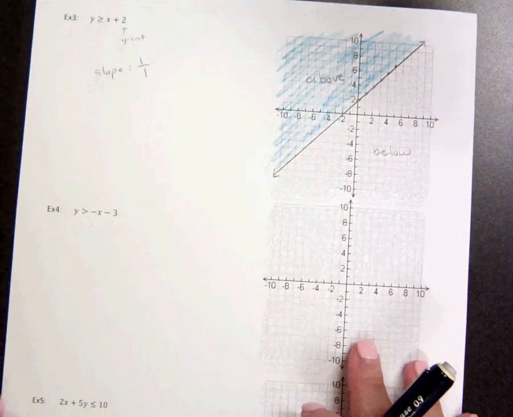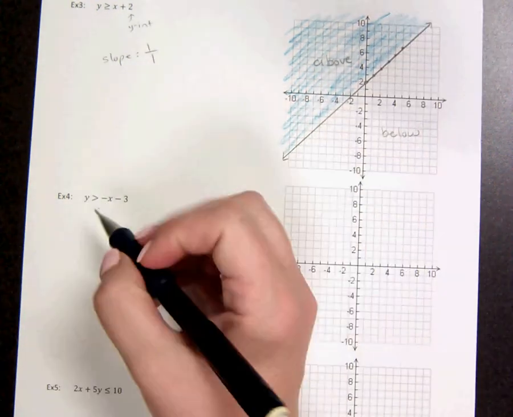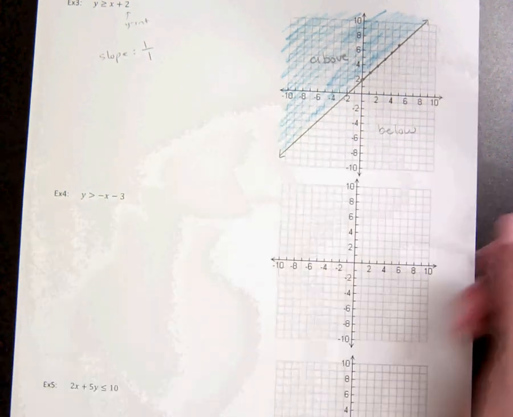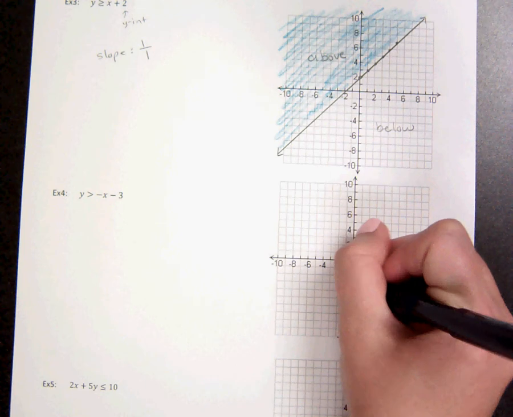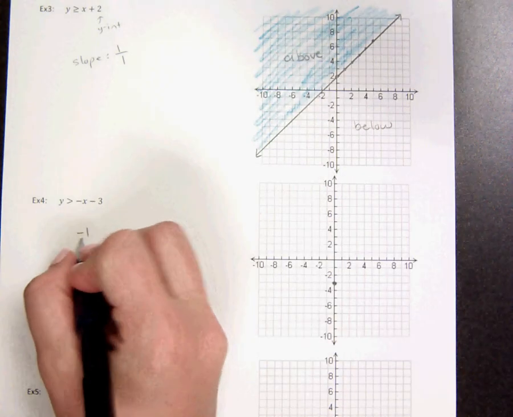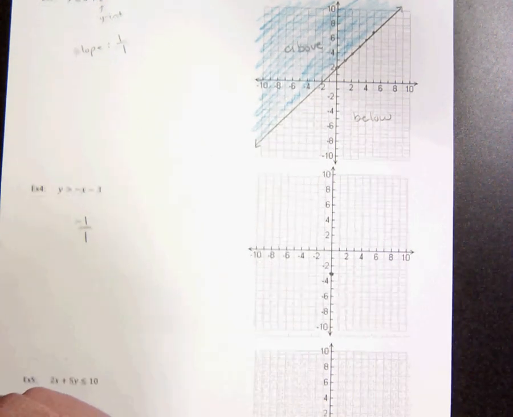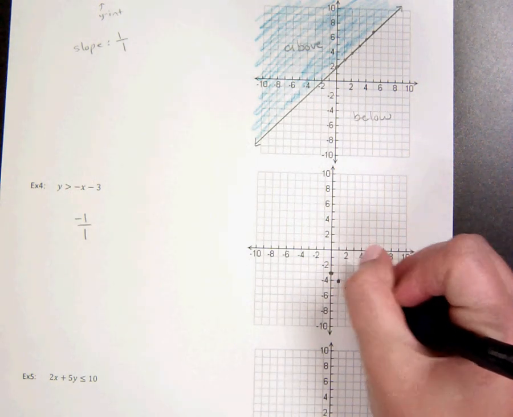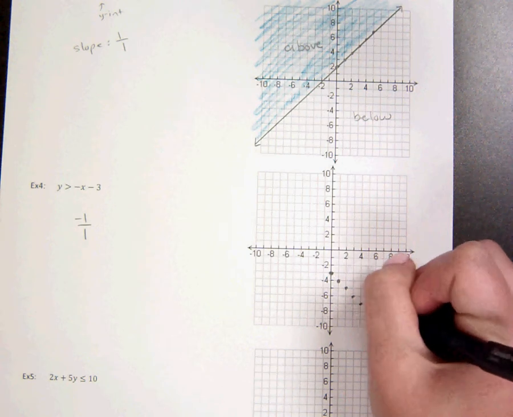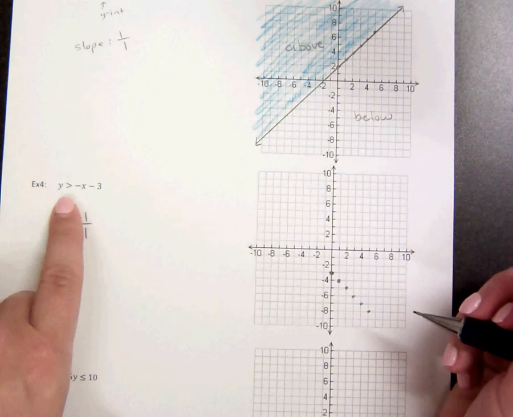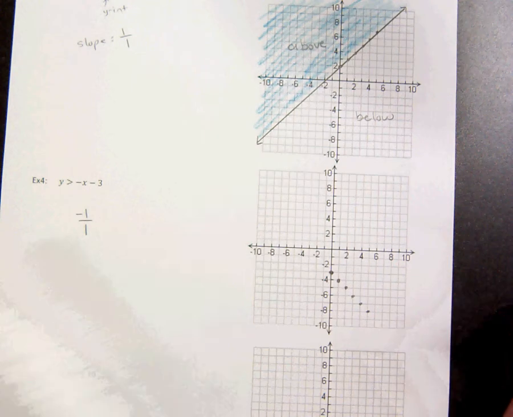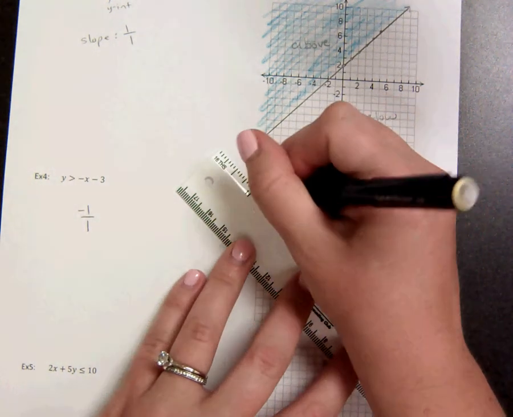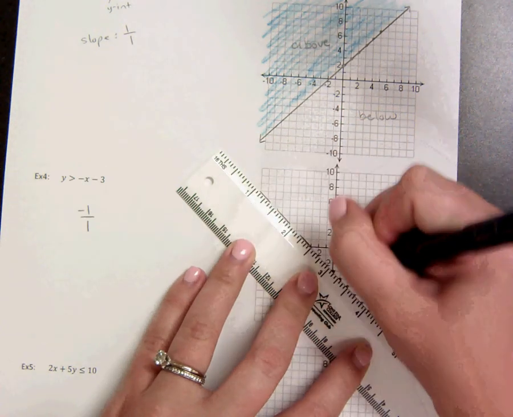Alright, let's look at example 4. Again, already in graphing form, y is greater than negative x minus 3. So my y-intercept is negative 3. Negative x would be a slope of negative 1 over 1. So I'm going to go down 1, right 1, down 1, right 1, down 1, right 1 a few times. There is no line underneath, so I'm going to connect these points with a broken line or dashed line, not including these actual values here.